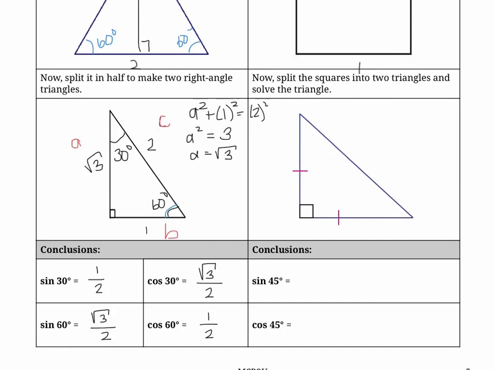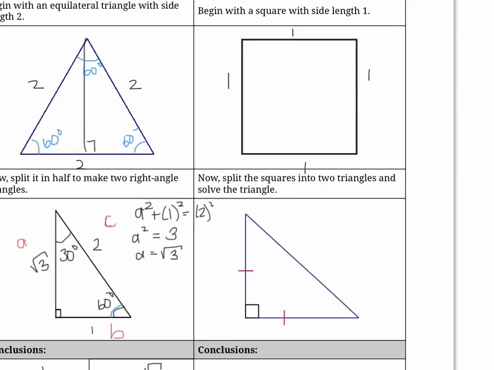So these angles of 30 and 60 come up in problems a lot. The reason why they do is because look at their beautiful cosine and sine ratios. They're so neat and easy to work with. Let's take a look at another angle that has really nice sine, cosine, and tangent ratios. Let's go back to our square of side length 1. It says split the square into 2 triangles and solve it.